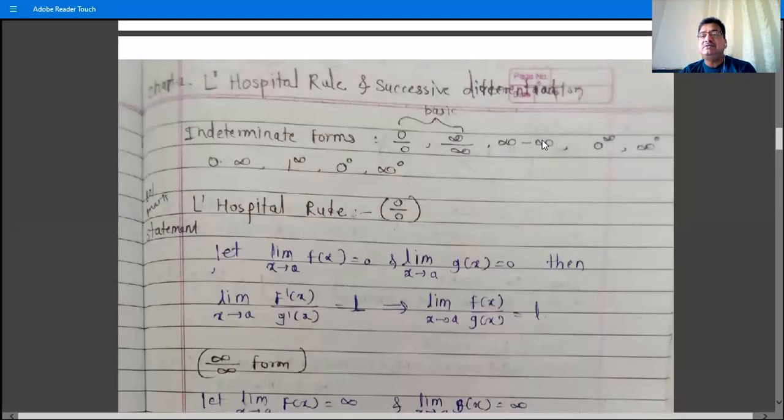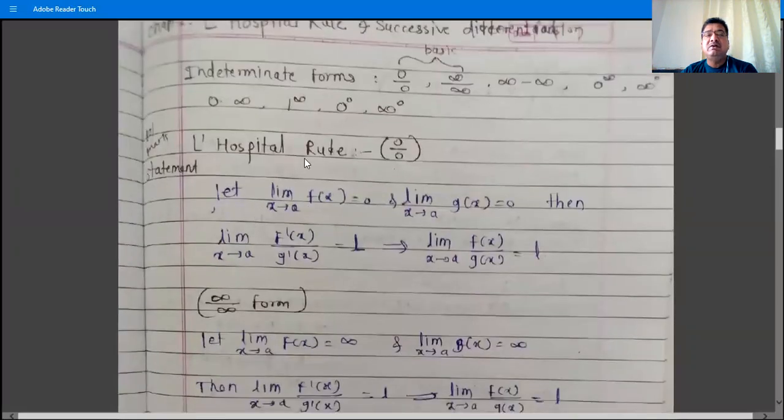Similarly, infinity minus infinity, 0 raised to infinity, infinity raised to 0, 0 into infinity, 1 raised to infinity, 0 raised to 0, and infinity raised to 0. These are the indeterminate forms. So next point is L'Hospital's rule. First, the 0 by 0 form.